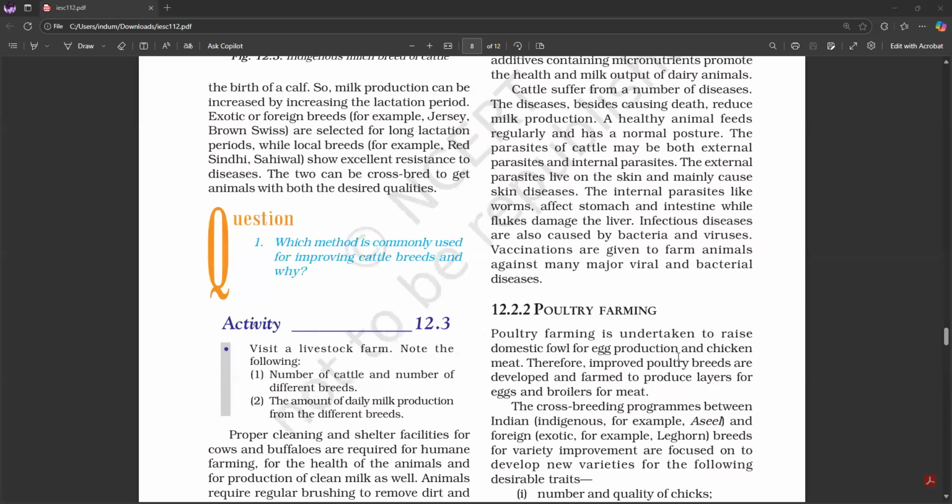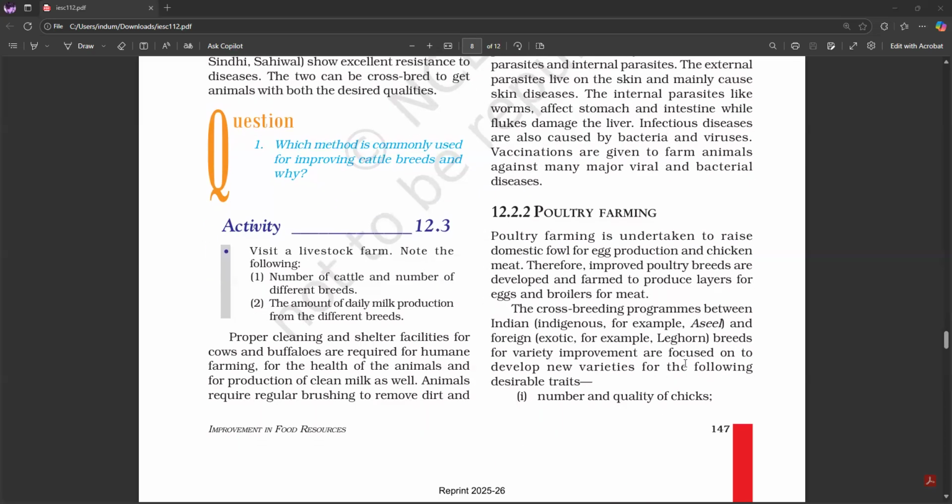The internal parasites, like worms, affect stomach and intestine, while flukes damage the liver. Infectious diseases are also caused by bacteria and viruses. Vaccinations are given to farm animals against many major viral and bacterial diseases.